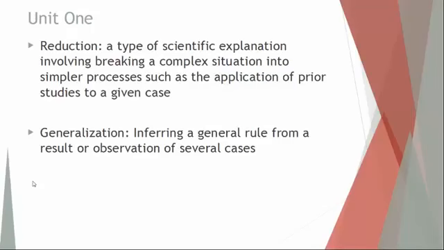Okay, the opposite of reduction would be generalization. This is inferring a general rule from a result or observation of several cases. So taking something that happens to a handful of people and making that the general rule to everybody. For example, if you see a dog that's growling and he bites at you, the generalization would be all dogs who are growling will bite at you. And that may be the case, it may not be the case. But you're taking a few isolated cases and inferring that to every single one of that population.